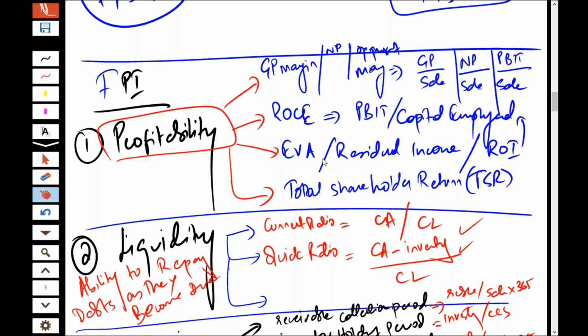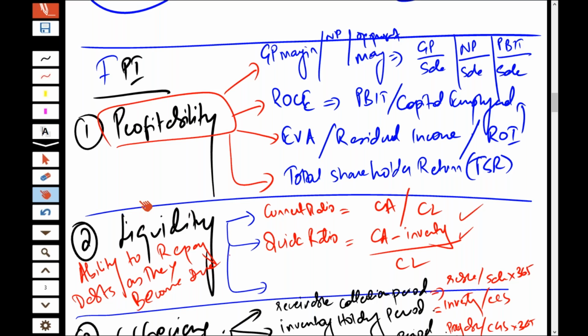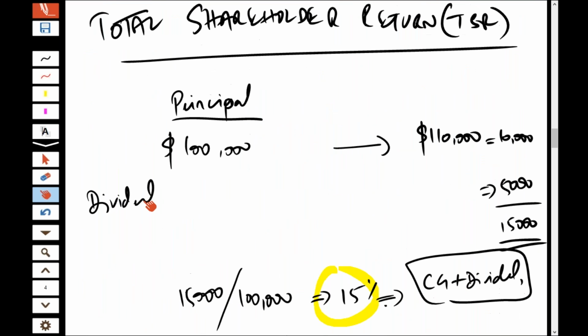Emma Mansa, you say that kindly, can I know the formula of TSR, please? Yes, sure, why not? TSR actually tells you the total shareholder return. A shareholder can get the return in the form of capital gain. A shareholder can get the return in the form of dividends.